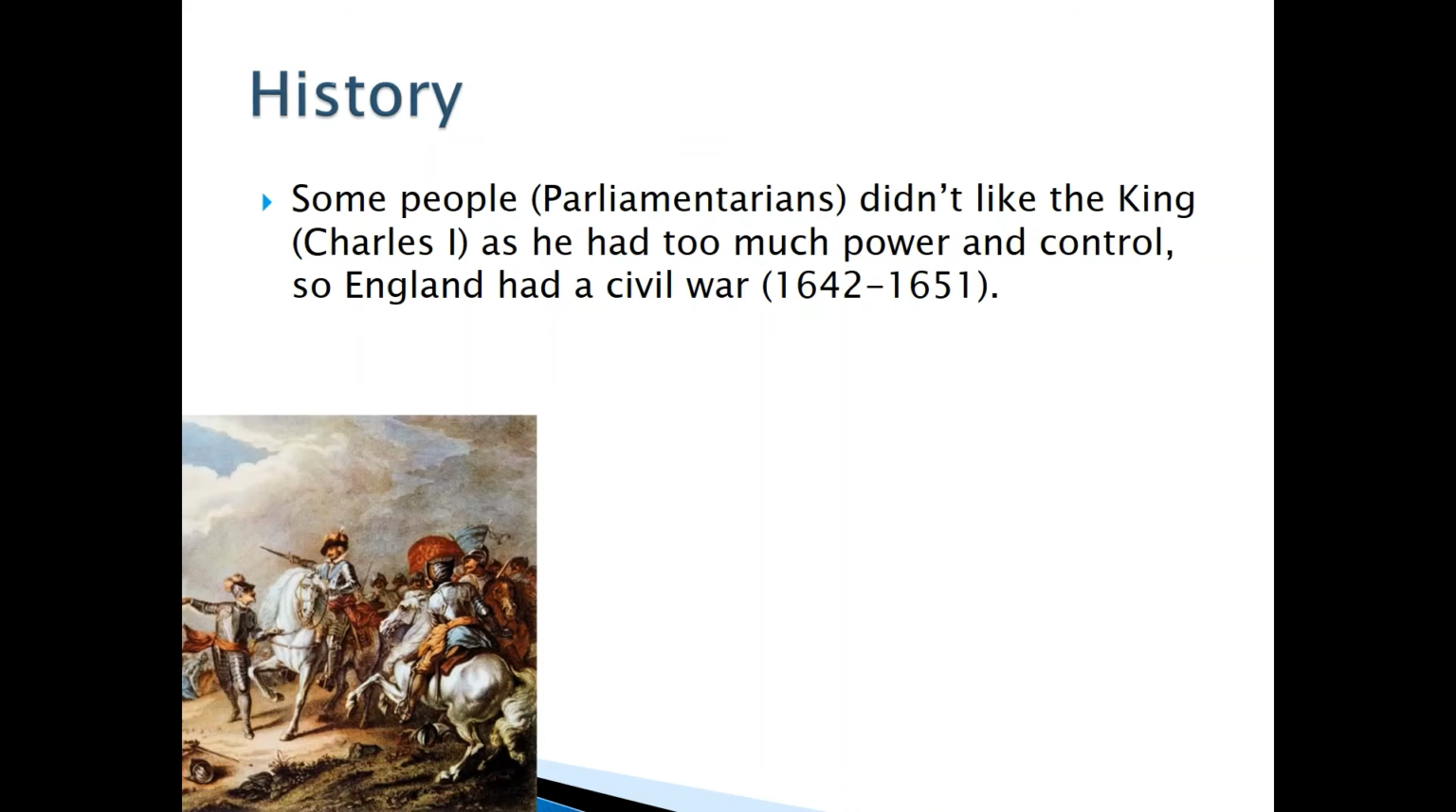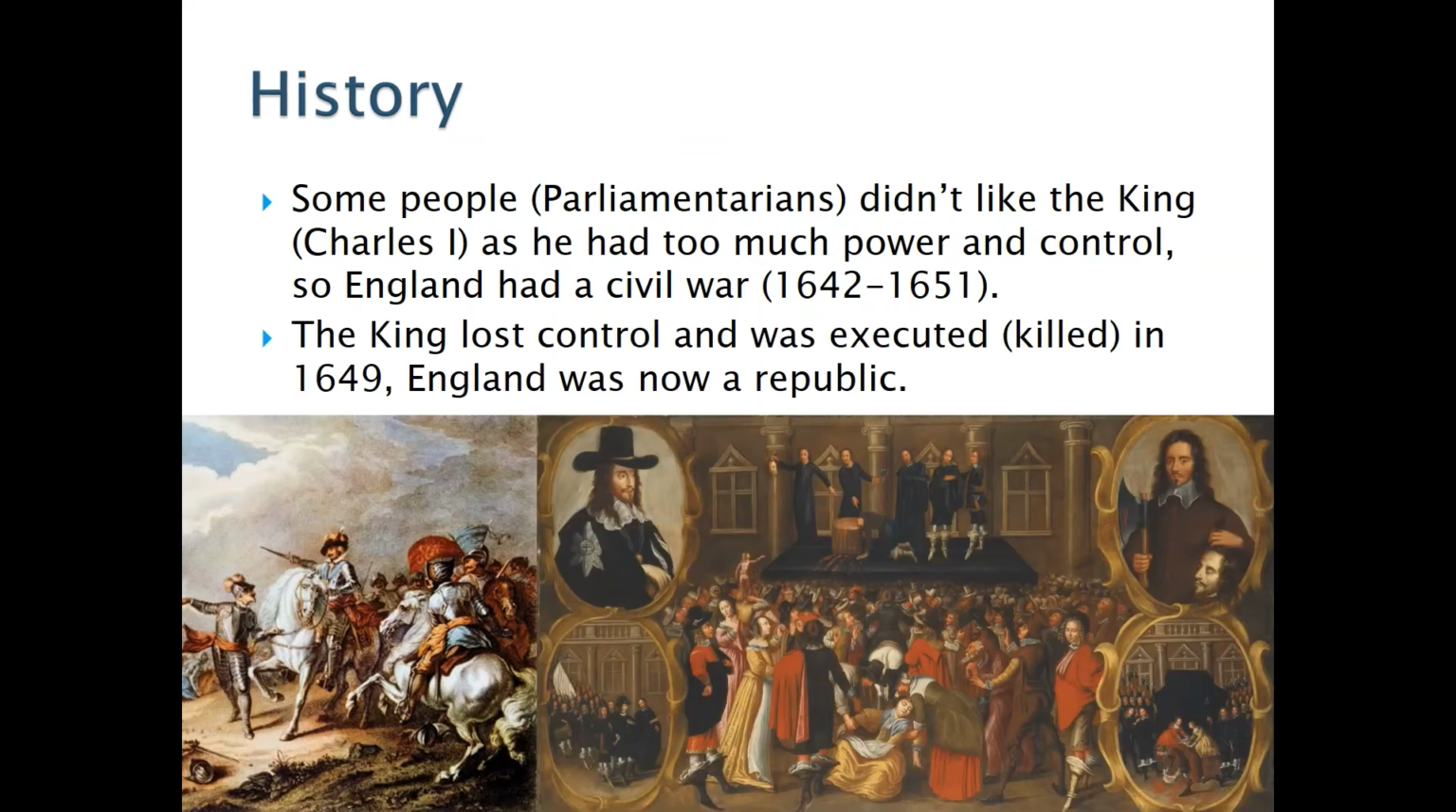The king lost control and was executed. In 1649, England was now a republic. The parliamentarians won the English Civil War. There was now no king. He was killed.